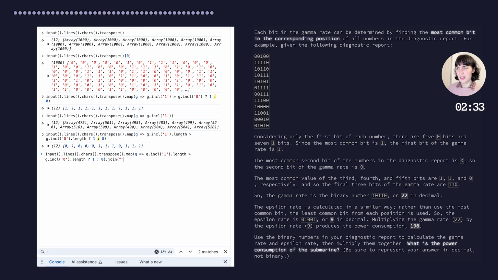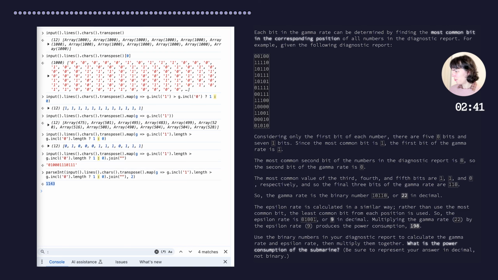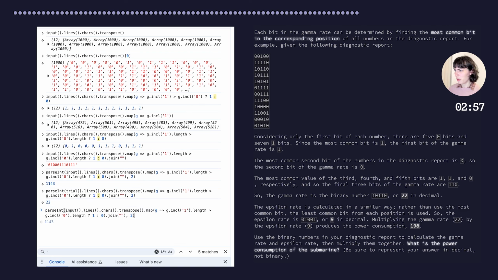We want to join. Can we do this? Yes, we can. And then we want to pass into this with 2. We get this. That's not the right answer. Okay, let's try this with the trial. 22. So that's correct. We've just got it wrong on the real input for some reason. No, wait. That's the gamma rate. Something else.